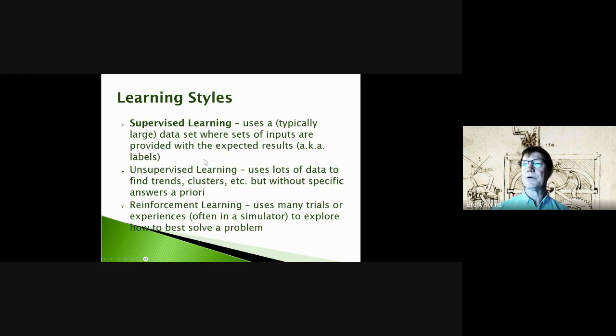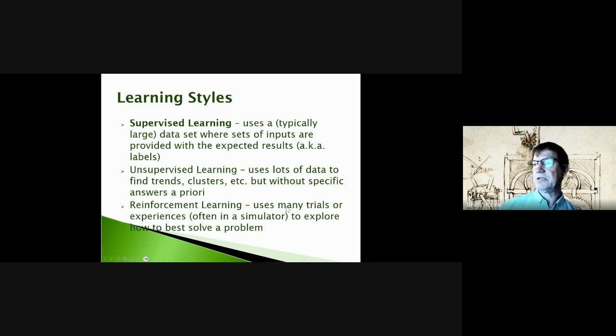Then we also have unsupervised learning. Here we use lots of data, but we don't necessarily have the answers, the labels. We've just got lots of different data. We can still use these to find trends and clusters, but without the specific answers a priori. We're not going to talk a lot about unsupervised learning specifically. We're going to focus on supervised learning, and we'll talk a little bit about reinforcement learning, assuming we have some time.